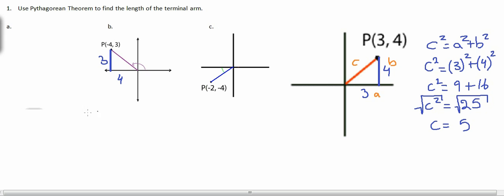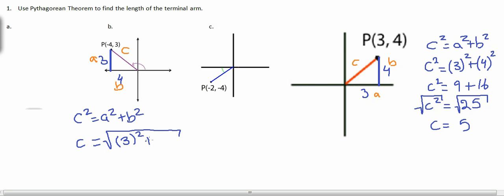So I'm going to use Pythagoras again. Using a different color, C, A, and B. So C squared equals A squared plus B squared. So C equals the square root of 3 squared plus 4 squared. And that's actually the same addition as over here, so it's the square root of 25. And that means that C is equal to 5. So here I just square rooted initially, just a little shortcut that you can use.